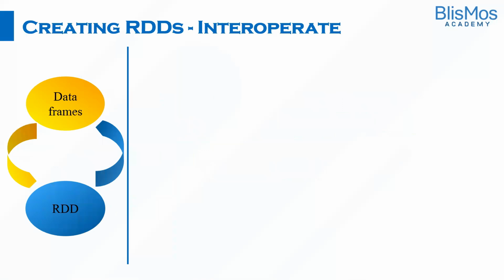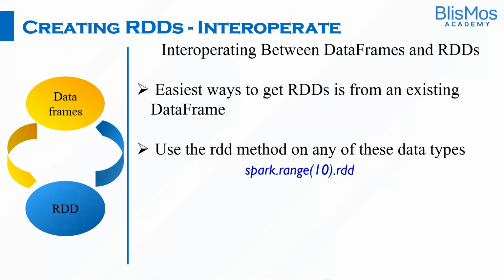First and foremost, we can create an RDD by interoperating between data frames and RDDs. We're going to touch upon only data frames here because we are in a PySpark class, where data sets are not valid for PySpark, because data sets are only available in JVM based languages, which are Java and Scala. So how do we create an RDD by interoperating them?